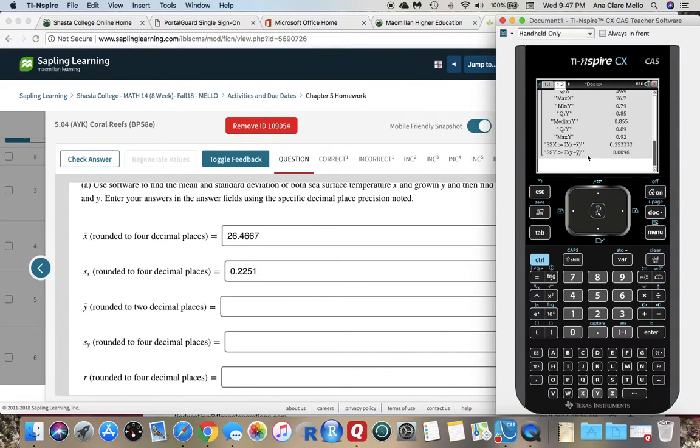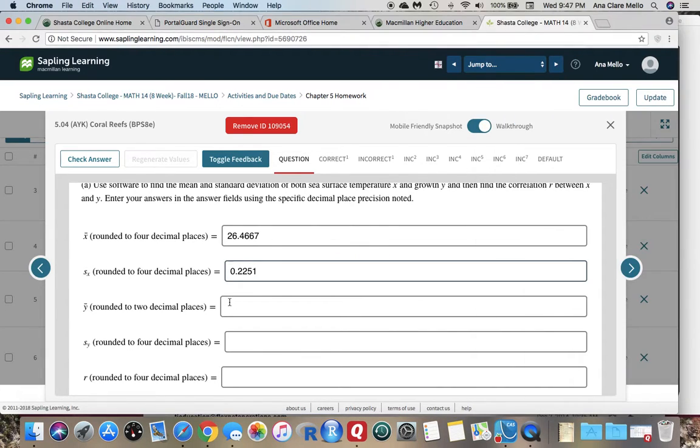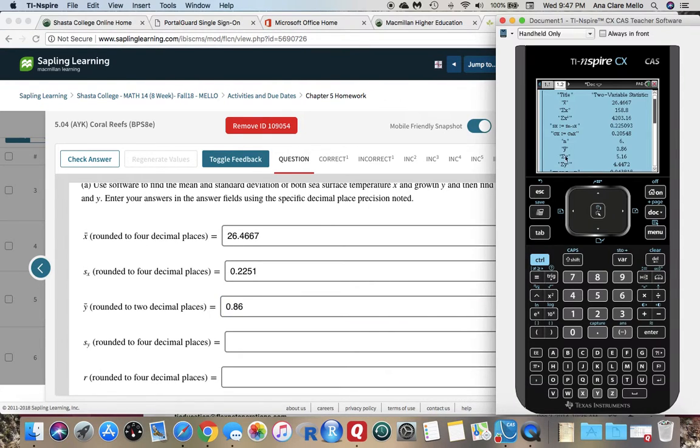The y bar right here, the average of y, is 0.86. And then s of y, let's see, just a little bit. There we go, 0.0438.